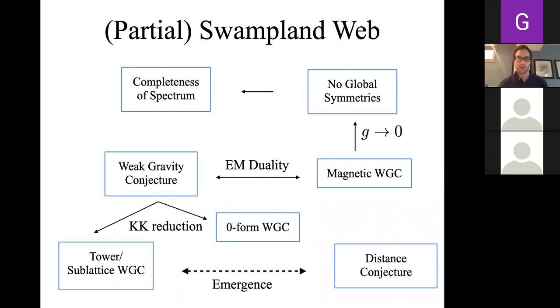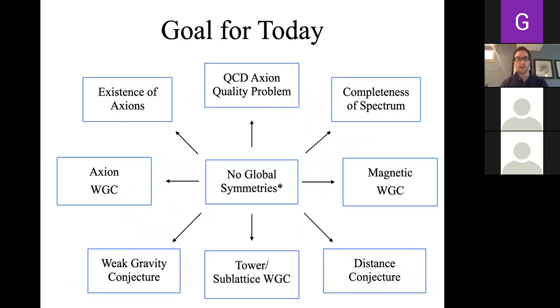There are also relationships between these various conjectures. And Irene had a slide very much like this a few moments ago. Things like electromagnetic duality, Kaluza-Klein reduction can be used to relate these various conjectures to one another. The goal for my talk today is to introduce some new links into this web of swampland conjectures. In particular, I'm going to argue that the statement of no global symmetries and suitable generalizations thereof can be used to motivate a large number of other conjectures, and also maybe even tie into some other interesting questions regarding phenomenology, things like even the existence of axions and the QCD axion quality problem.